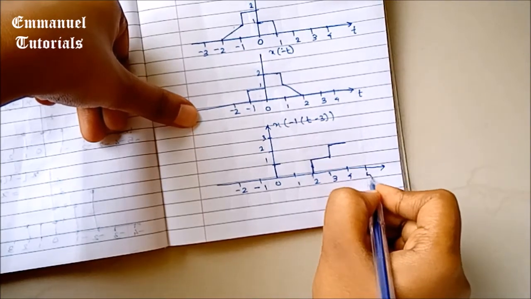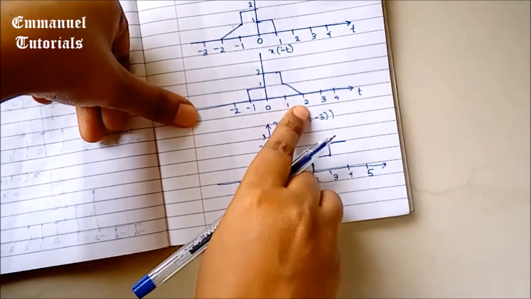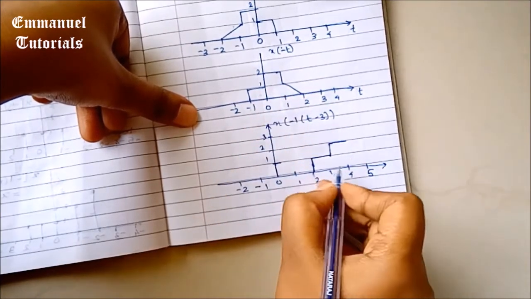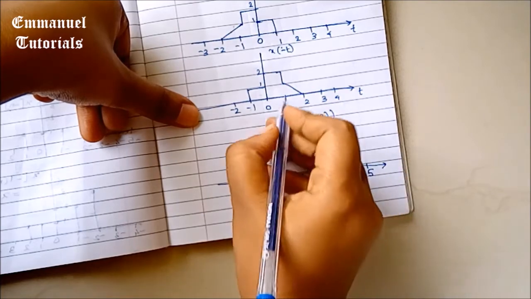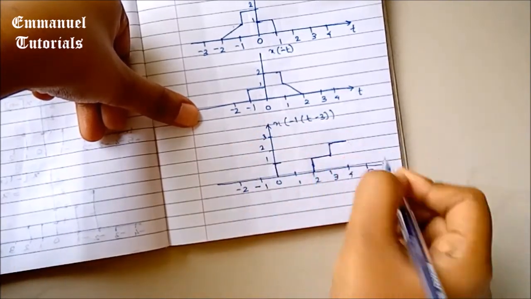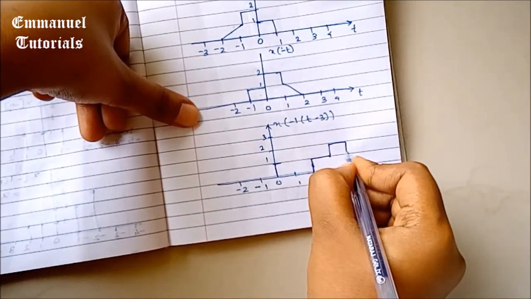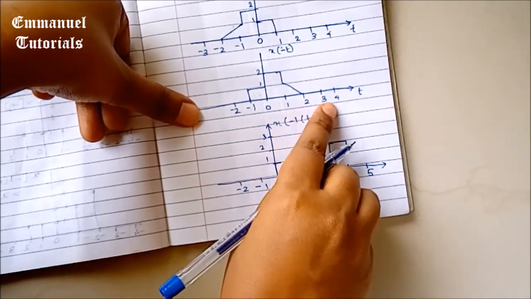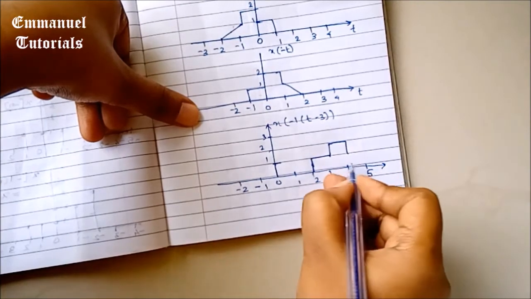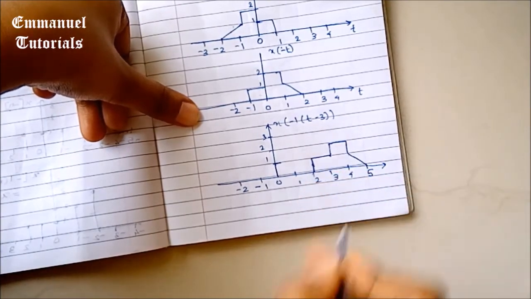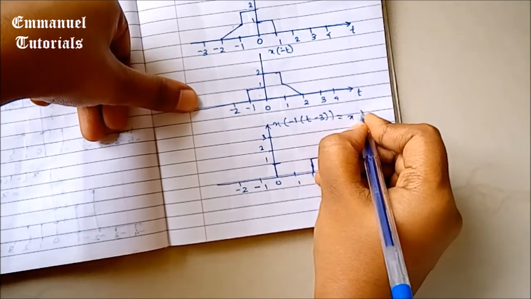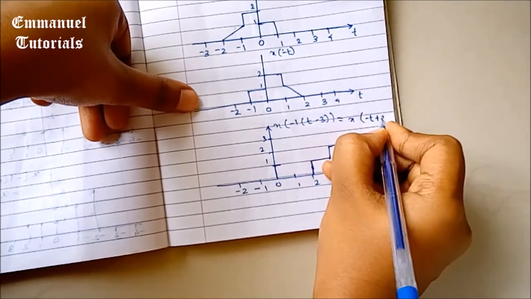And at 2, the amplitude is 0 and between we have a ramp signal. So at 4, it's coming down. And then at 5, that is at 2 plus 3, which is 5, we have a ramp. So this will be the resultant signal, which is x of minus t plus 3.